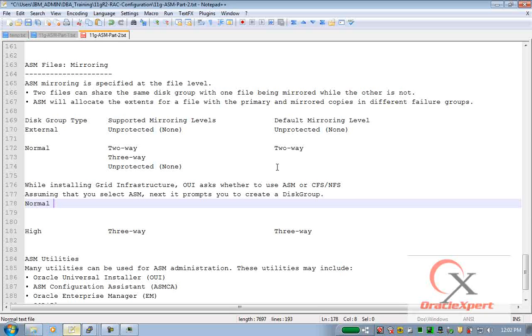But if you create a disk group now with normal redundancy with 2 failure groups, minimum is 2. So if I try on the OUI to create a disk group with normal redundancy and 2 failure groups, Oracle will reject that disk group. Question is why? So I am writing it just to make a note of it.